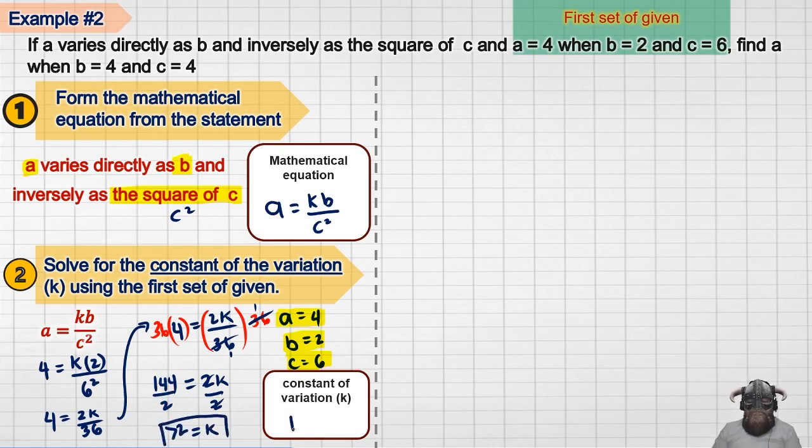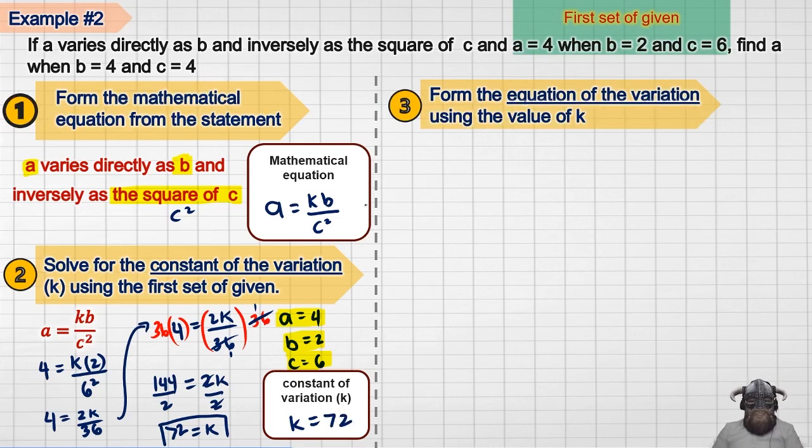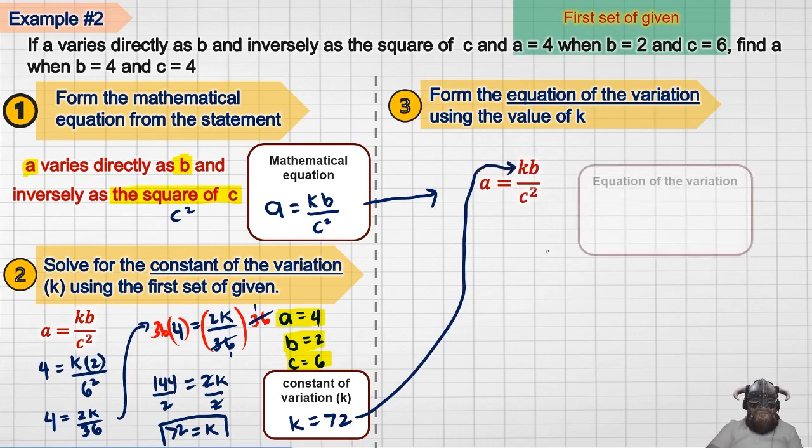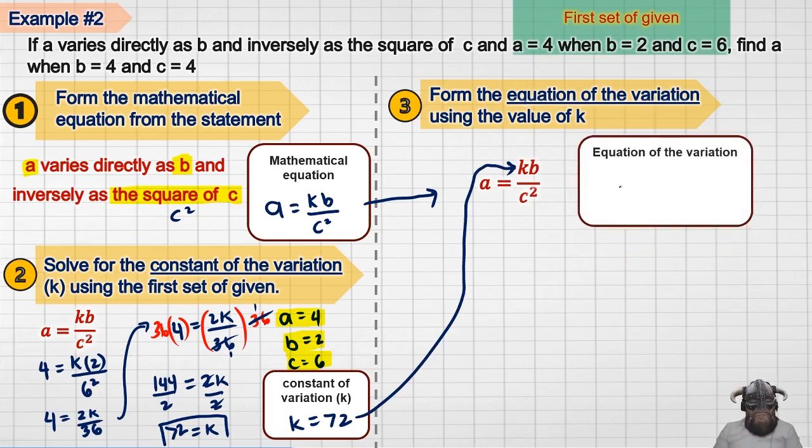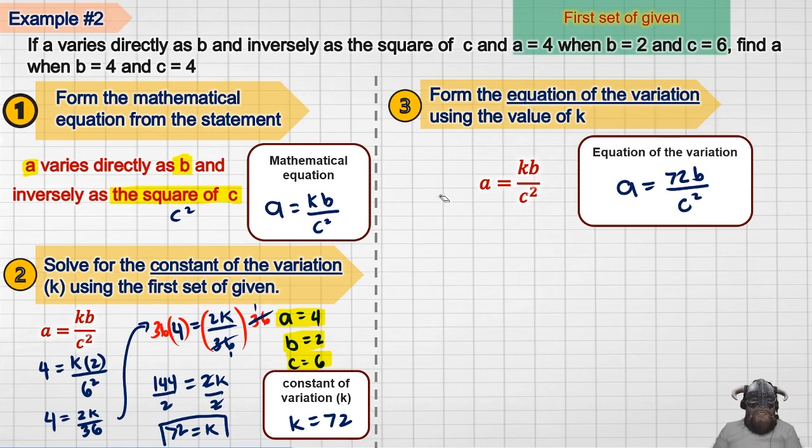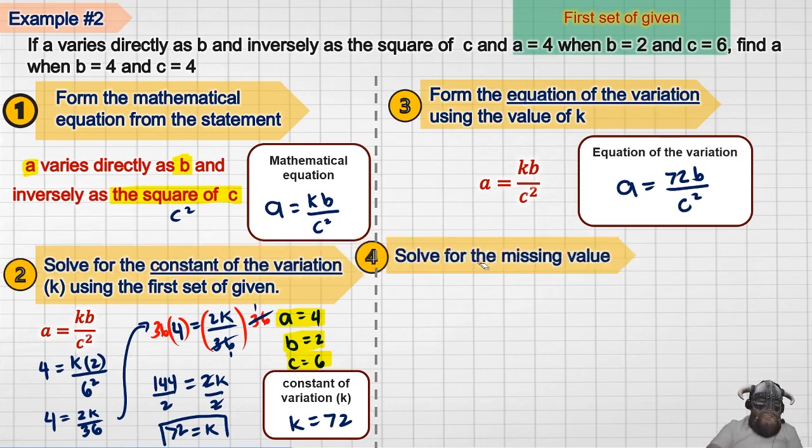So, ang K natin, once again, or constant of variation is equal to 72. So, gagamitin natin yan on the third step. So, once again, gagamitin natin yung mathematical equation natin. At the same time, we'll try to substitute this value 72 for the value of K. So that we can have now the equation of the variation, which is A is equal to 72B all over C squared. Yan. So, pinalitan lang natin yung K natin ng 72. Now, we'll use that one as our working formula to solve for the missing value.